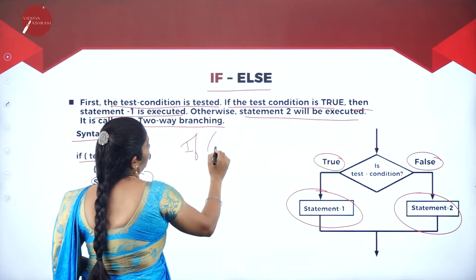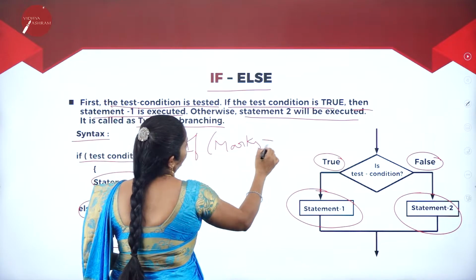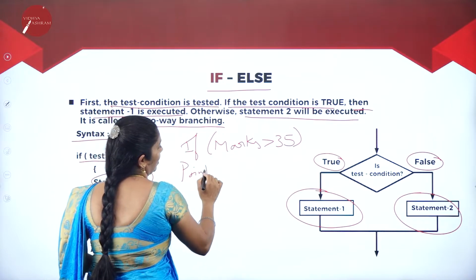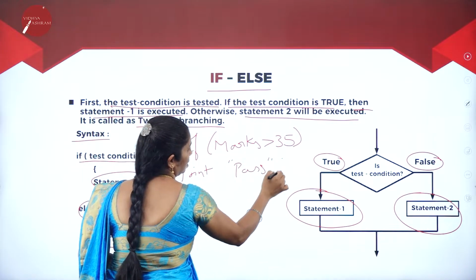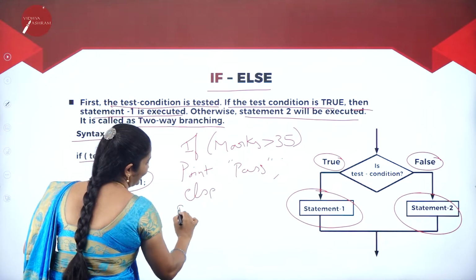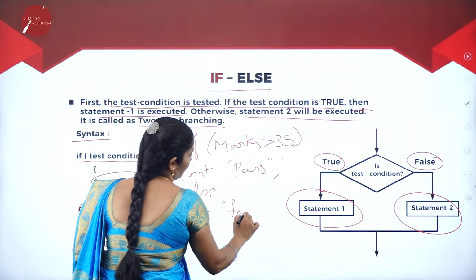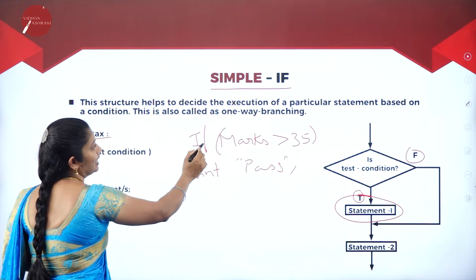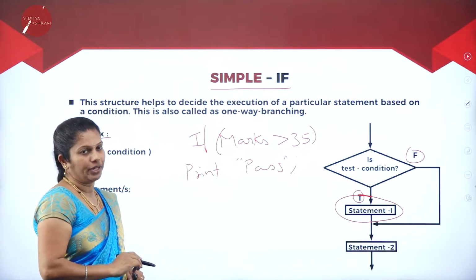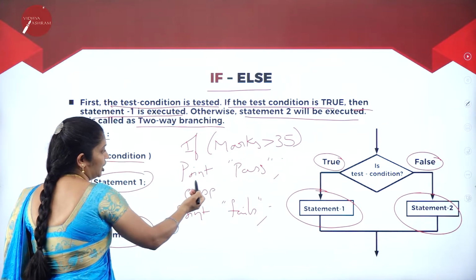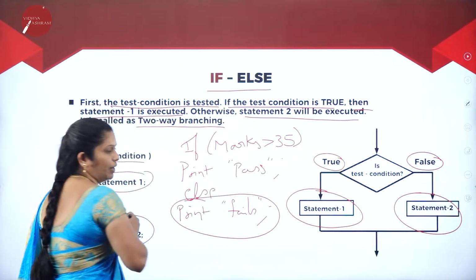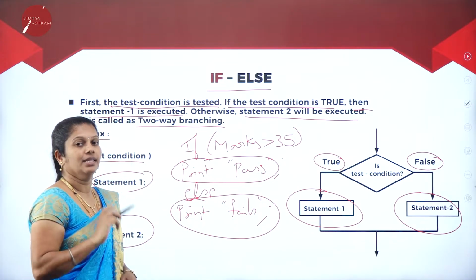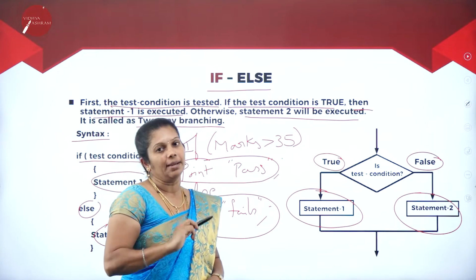For example, the same thing I will write here. If marks is greater than 35, then it will print pass. Otherwise, else, it will print fail. Here, if you observe, in the previous case, if the condition is true, then the true statement is going to execute. Whereas here, if the condition is false, then we have an alternative statement also. For true also we have some statement, for false also we have some statement. That's why it is called two-way branching.